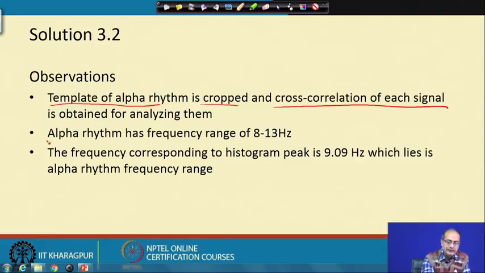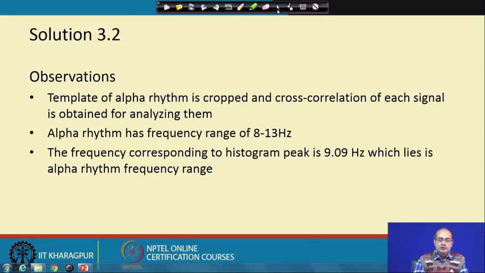Next, what we get is that for alpha rhythm, we know the range of it is within 8 to 13 hertz, and our histogram peak we get at 9 hertz, which falls very well within this range. So, we can say for each of these 8 signals we had alpha rhythm present. Okay. We can conclude that, and with that we conclude the second problem of tutorial 3. Thank you.